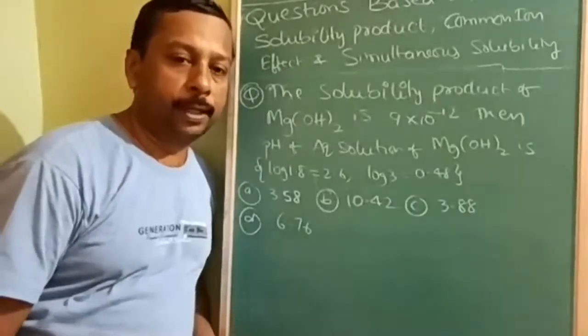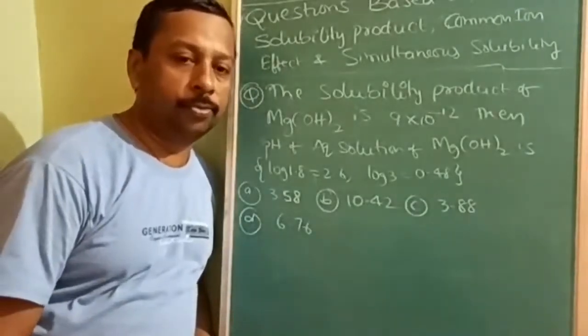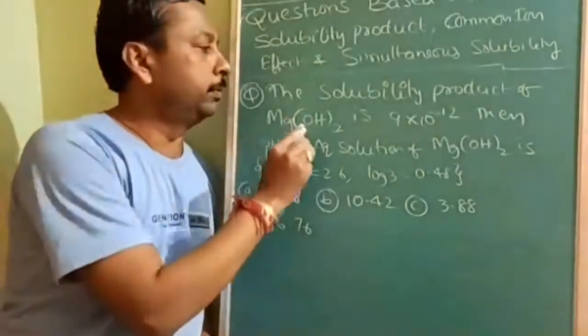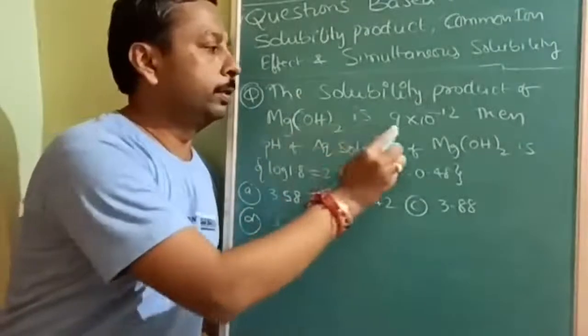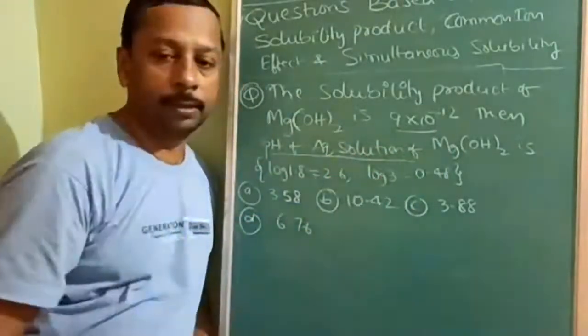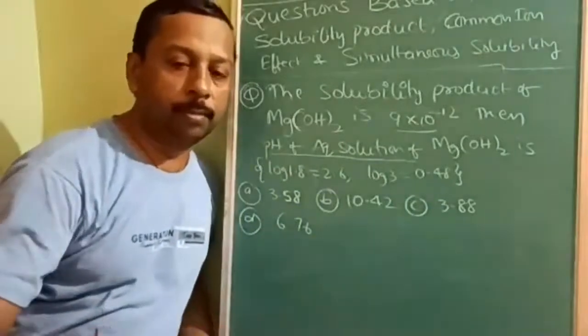Okay, here is the next question related to pH and solubility. Both are combined in this one. Solubility product is given, but you have to find out the pH. Okay, I hope you can combine both topics.